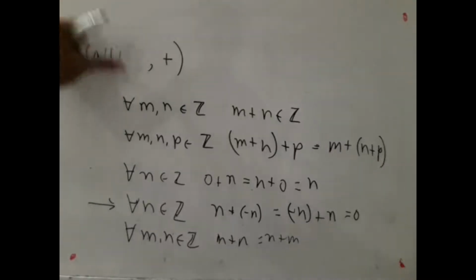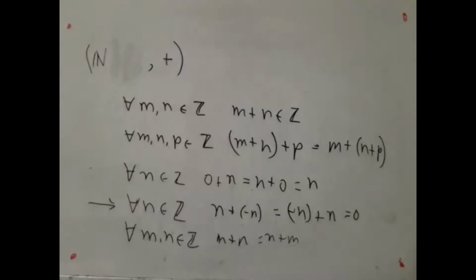If I remove this, then I have a semigroup. It will be a commutative semigroup or a commutative monoid if I allow 0.